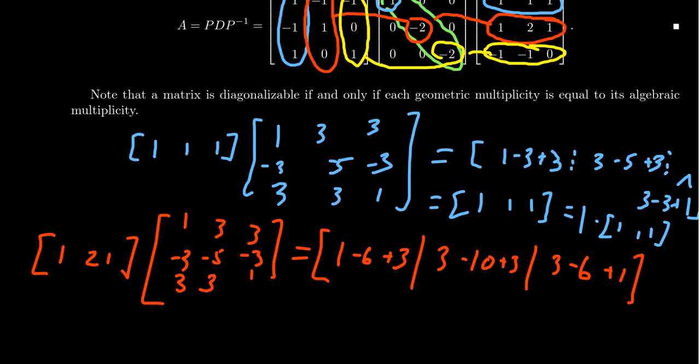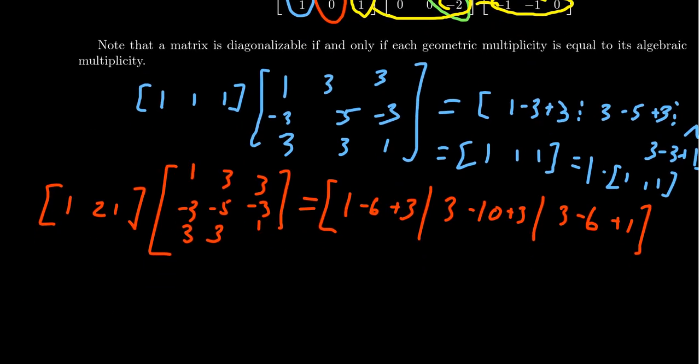If you simplify these quantities, you're going to end up with negative 2 for the first entry. 1 minus 6 is negative 5, plus 3 is negative 2. Then for the next one, you end up with negative 4. And for the last one, you end up with negative 2 again. If you factor out the negative 2, you end up with 1, 2, 1.